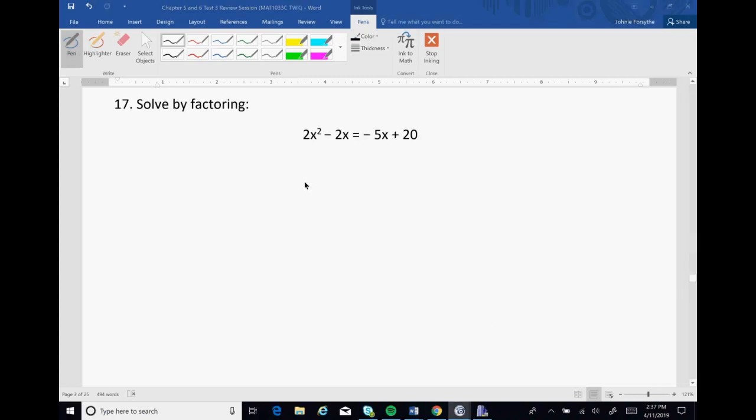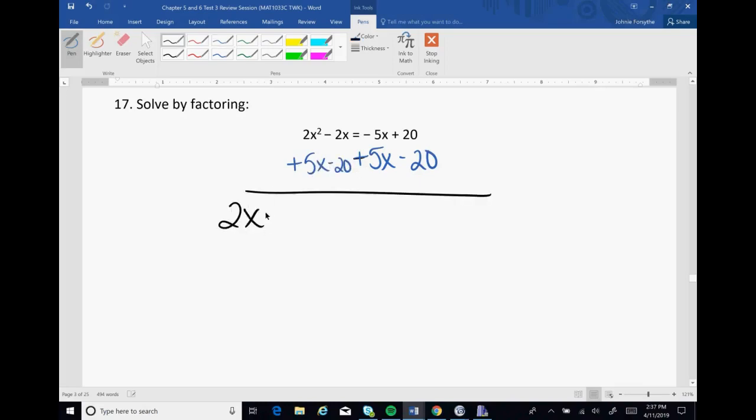Factoring. So in order to do that, we need to set our equation equal to 0. To start that, let's add 5x and subtract the 20 on both sides. So I'm going to have 2x squared, -2x plus 5x is 3x, and then I have -20 equals 0. Now we're going to factor this trinomial.